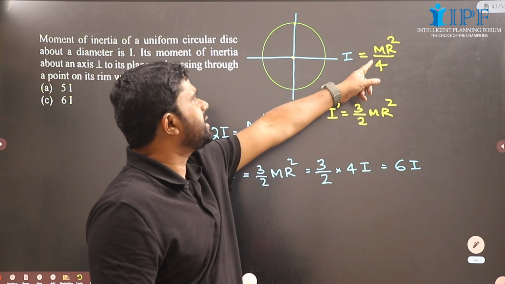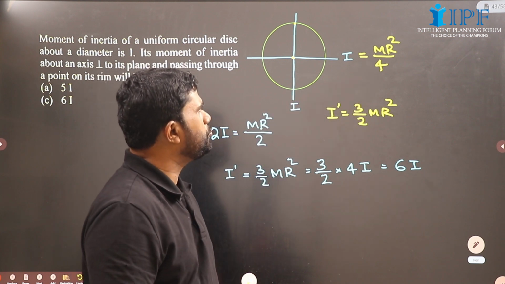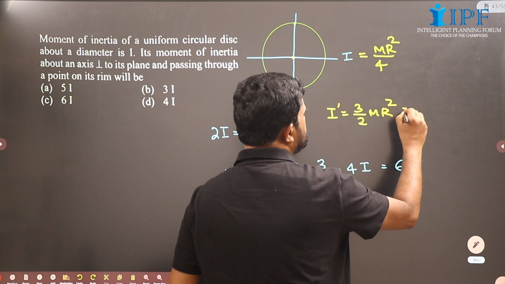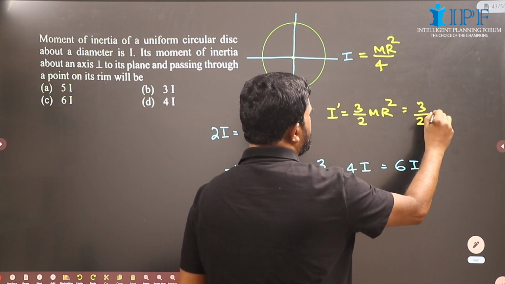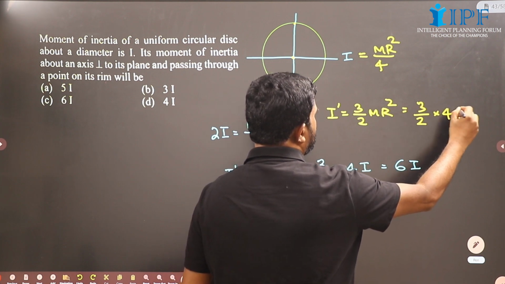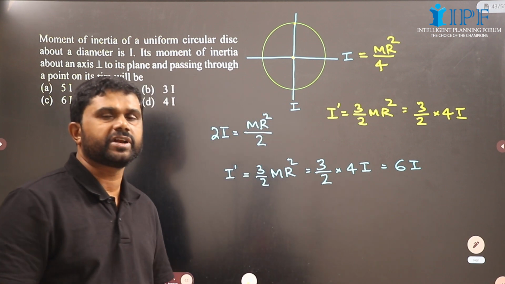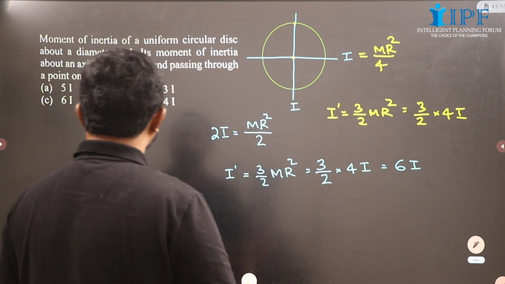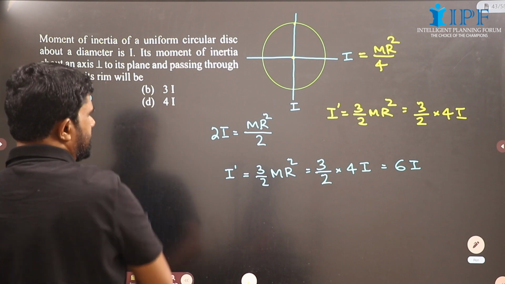Okay, and here we will get mr square is equal to 4I. So this will be 3 by 2 into 4I. Okay, 3 by 2 into 4I means we will get 6I. So the moment of inertia will be 6I.